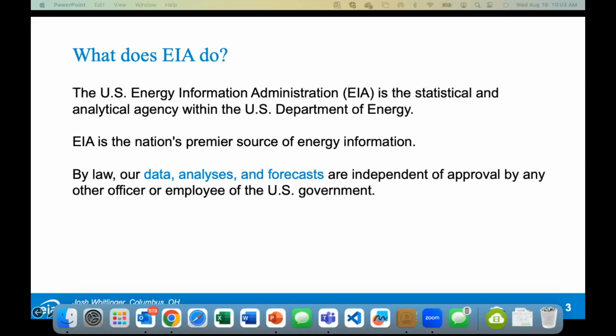So first of all, what is the U.S. Energy Information Administration? Well, the U.S. Energy Information Administration is a statistical and analytical agency within the U.S. Department of Energy. The EIA is the premier source of energy information, and by law, our data, analyses, and forecasts are independent of approval by any other office or employee of the U.S. government.